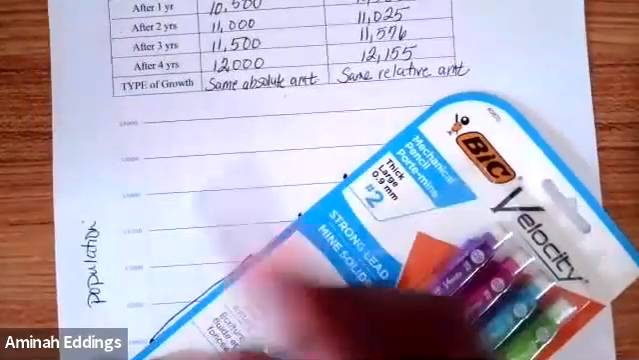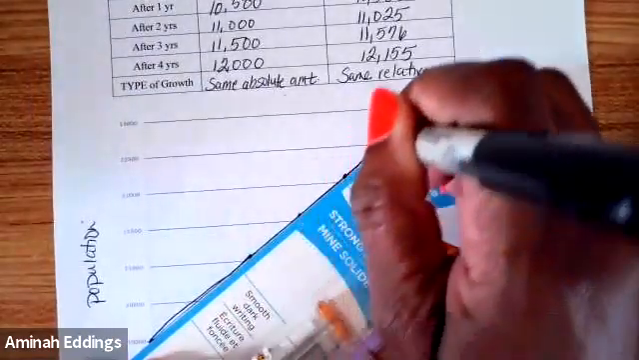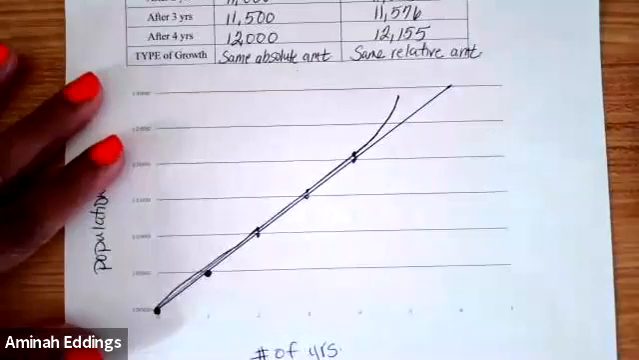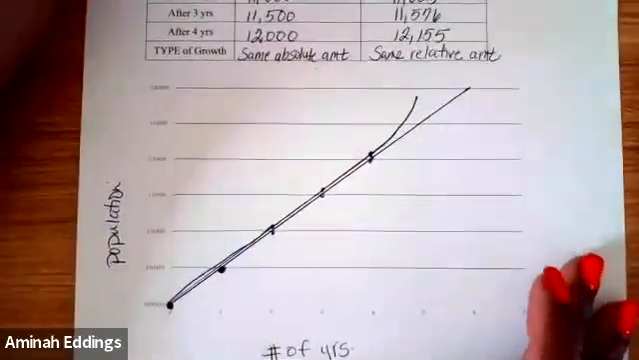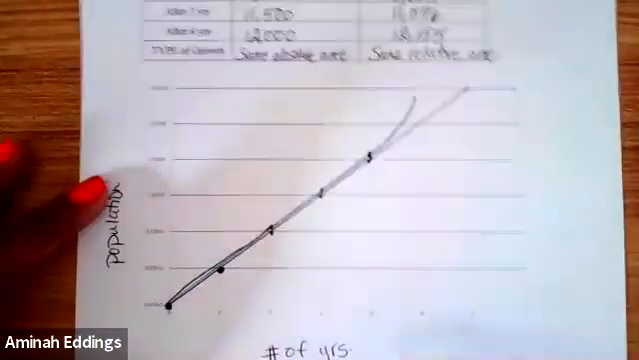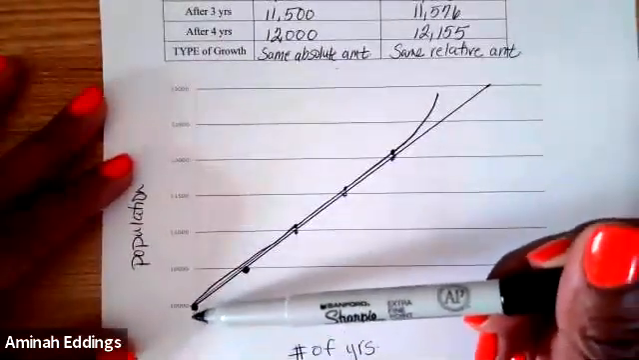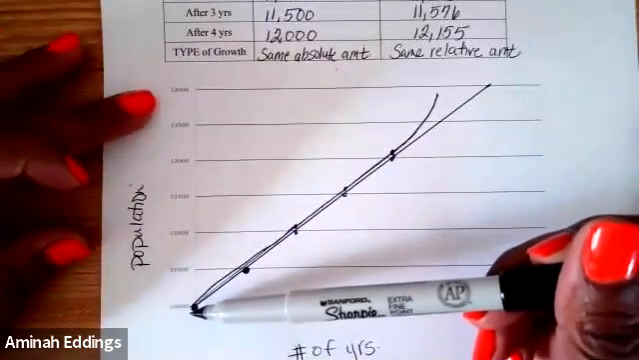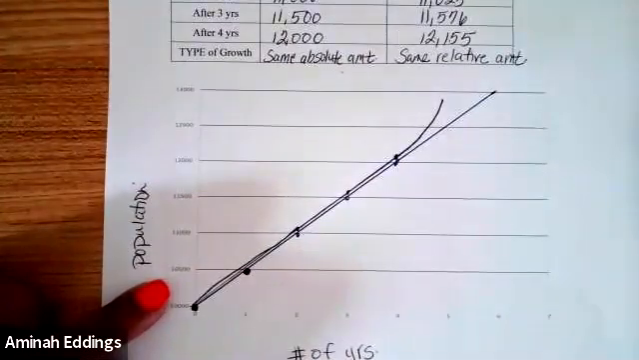So we're about right there. And so what's going to end up happening is your graph is going to somewhat curve. Okay. Now, we started our y-axis at 10,000 and went to 13,000, counting by 500s, okay?